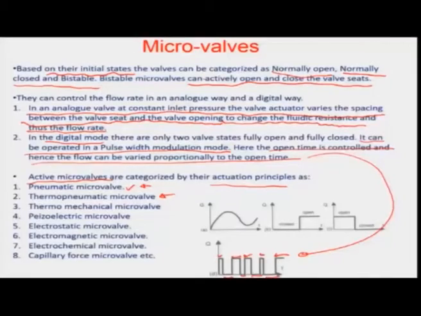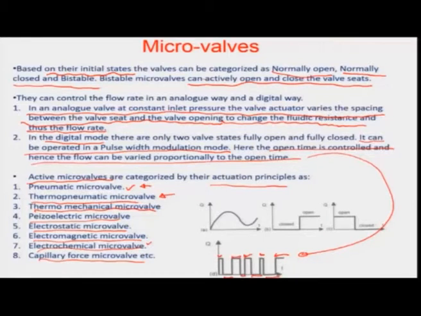Then there are of course thermomechanical microvalves, piezoelectric microvalves, electrostatic microvalves, electromagnetic microvalves, electrochemical microvalves, and capillary force microvalves. We will probably see one or two of those cases and try to study how the engineering design of such valves can come about.